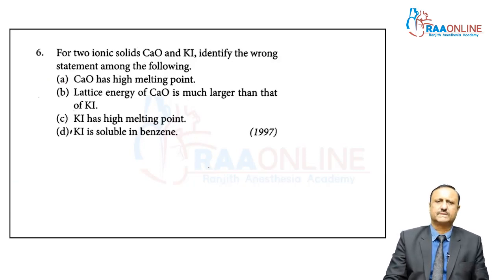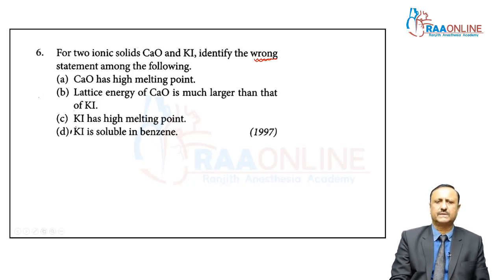Now, we can see question number six. For two ionic solids, CaO and KI, identify the wrong statement among the following. CaO has a high melting point. My dear students, ionic solids have high melting points, so it's a correct statement. Lattice energy of CaO is much larger than that of KI. Yes. KI has a high melting point. Yes, because here we need the wrong statement. Is KI soluble in benzene?